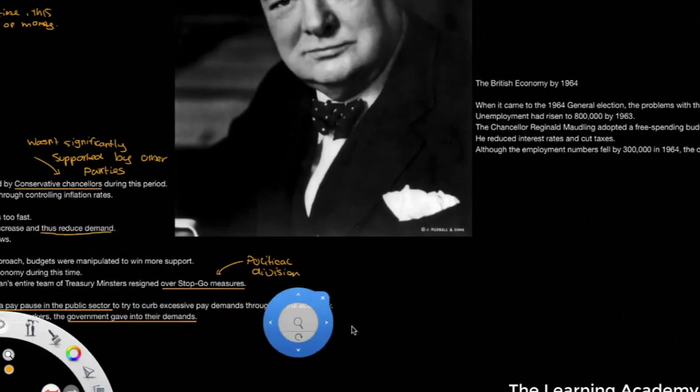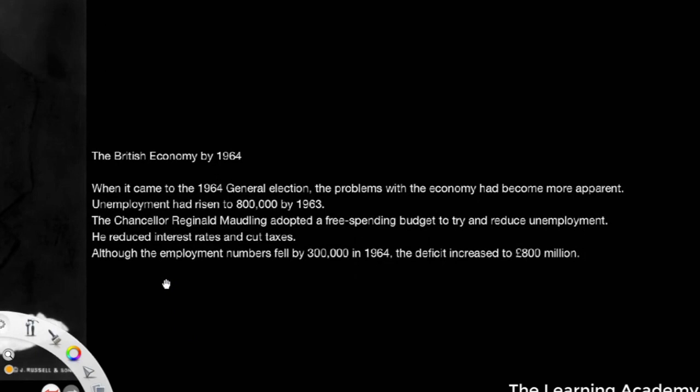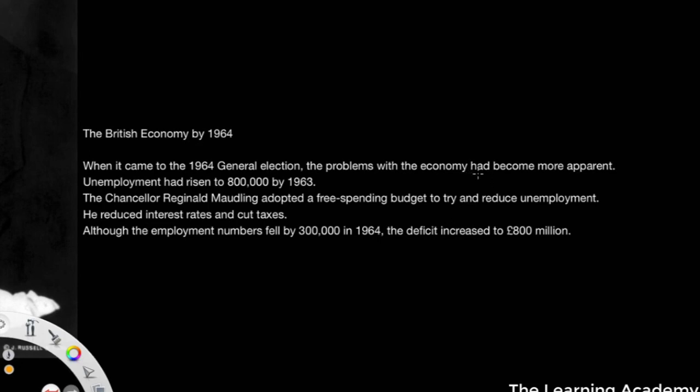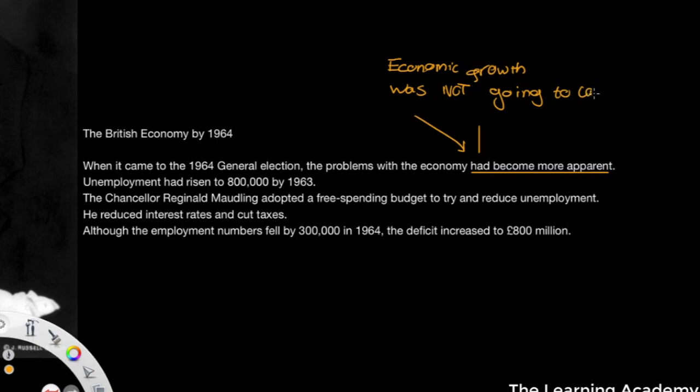So when it comes to evaluating the British economy by the end of this affluent period of conservative governments by 1964, the problems with the economy had become a lot more apparent. This period of economic growth was never going to last forever. This should be noted.